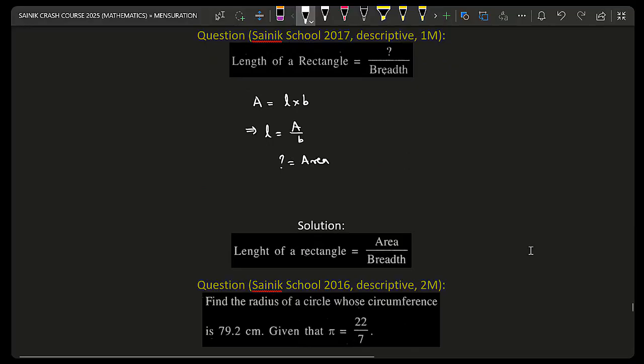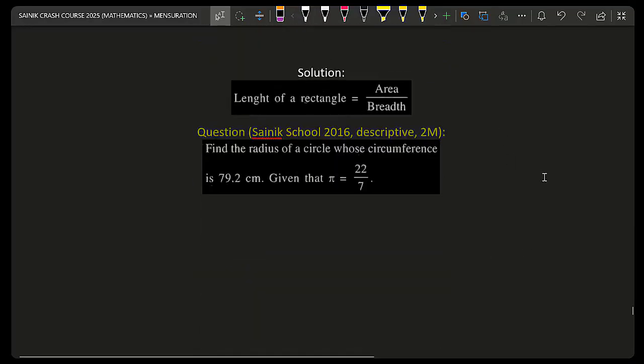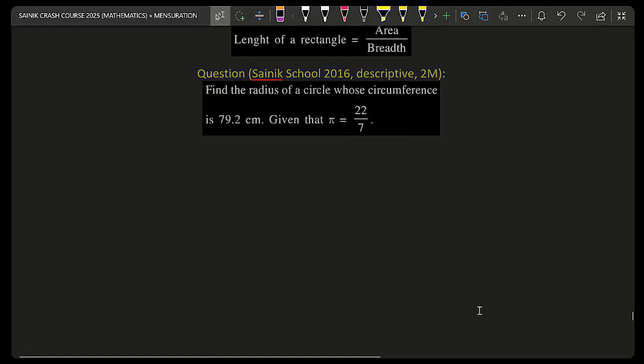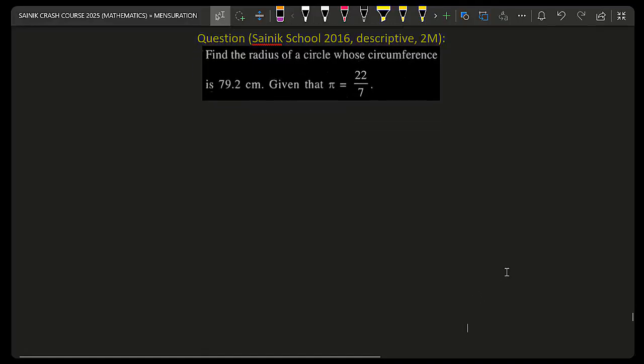Okay, sir. So next question, 2016 paper. We got this question for 2 marks. Find the radius of a circle whose circumference is 79.2 centimeters, given that pi is 22 by 7. So who is going to answer this?